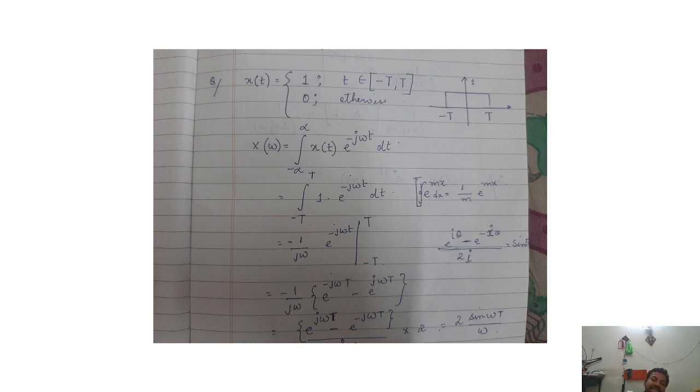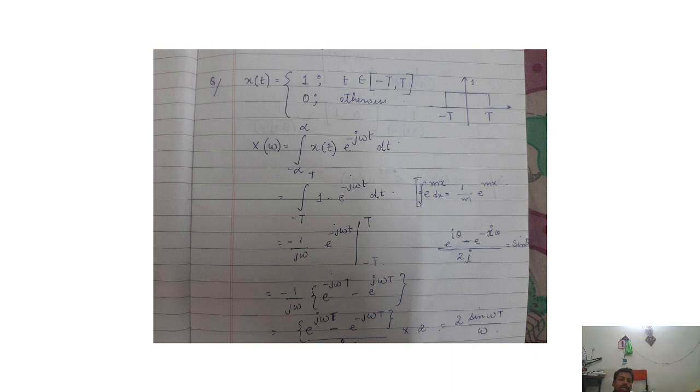This is how we obtain the Fourier transform of the signal. We have the original time domain signal as rectangular, and the Fourier transform signal as a sinc function.